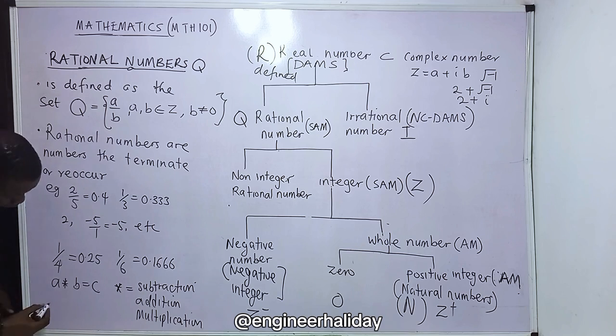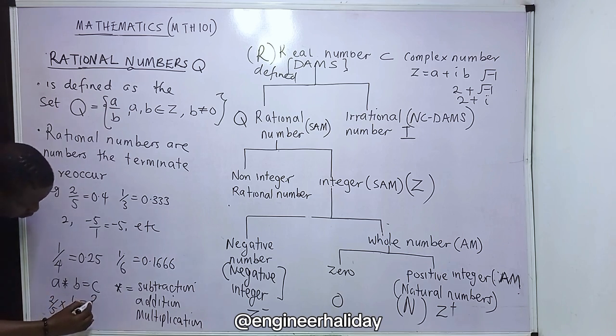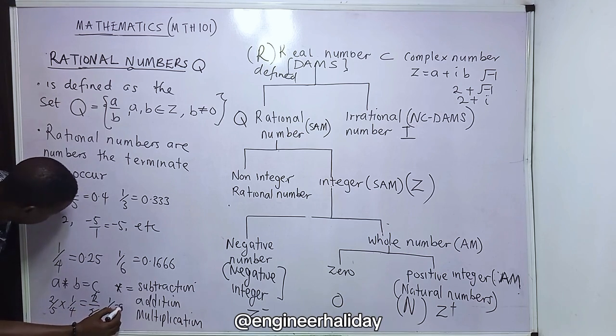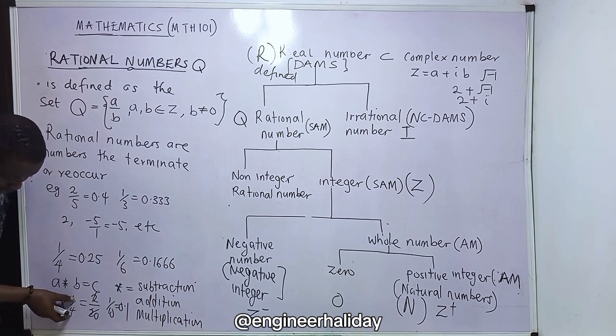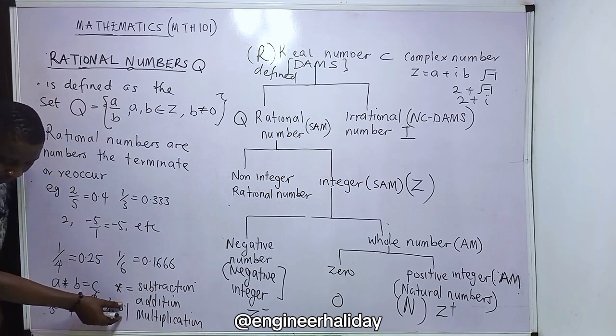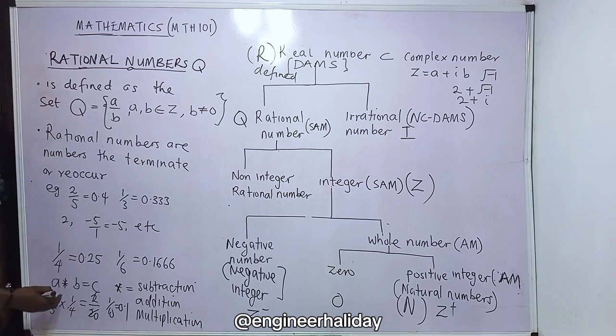Just like when you have 2/5 times 1/4. This one is a rational number, and this is a rational number. If you multiply, you're going to have 2/20, which simplifies to 1/10, 0.1. This is a rational number, this is a rational number, and the result is a rational number. So that is closure under multiplication. If you do subtraction, the same thing. Do addition, the same thing.